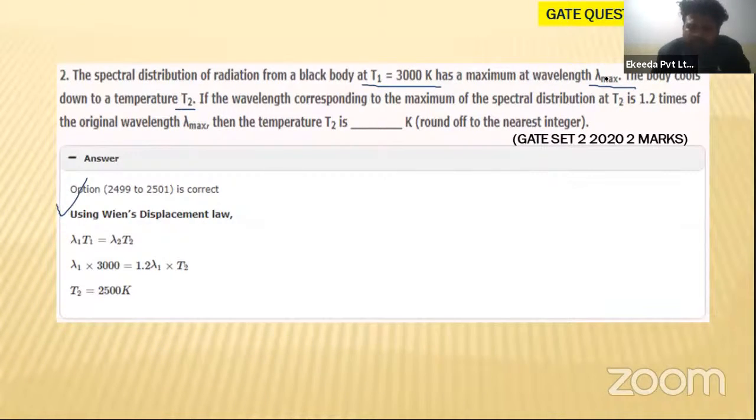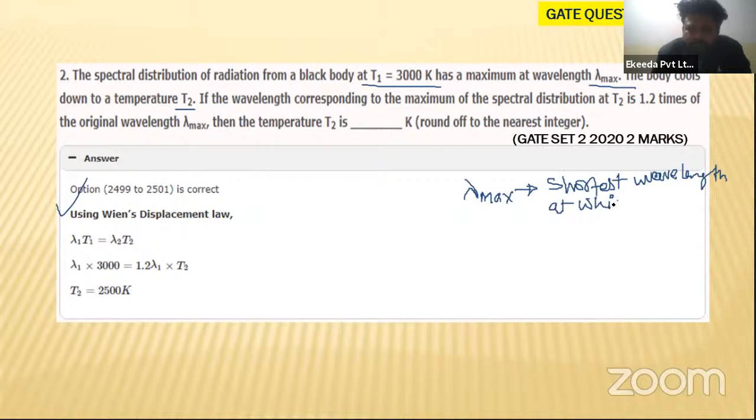Now lambda max, I have already told you, is not the maximum wavelength. This is the shortest wavelength at which maximum radiation is occurring.